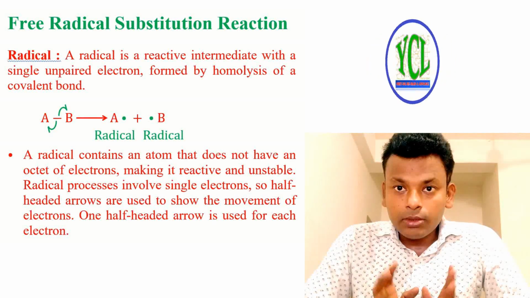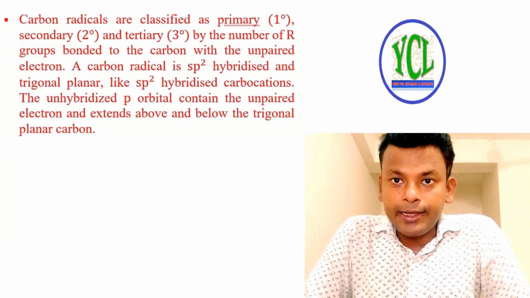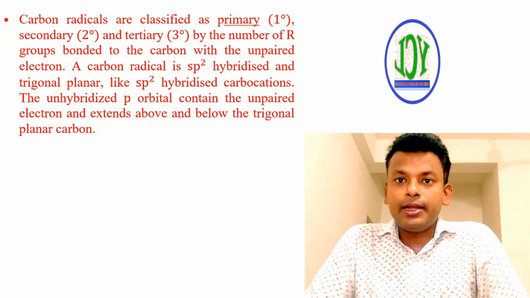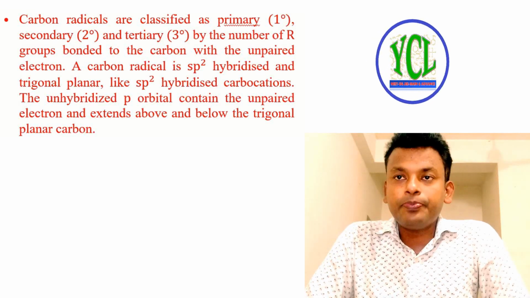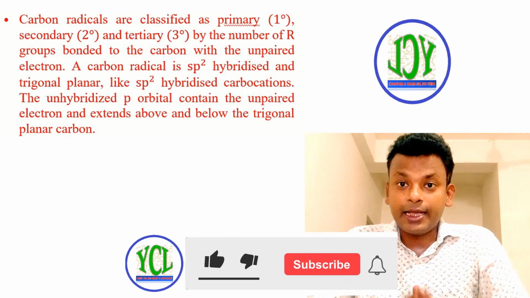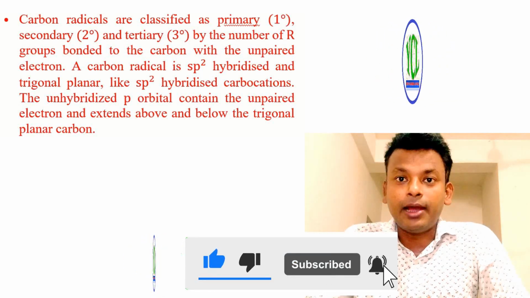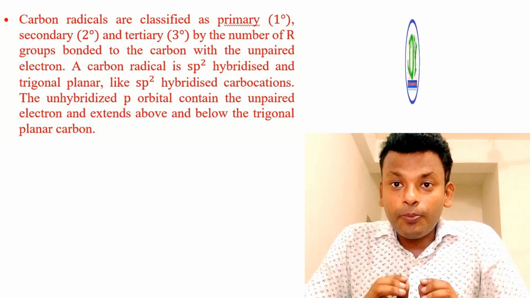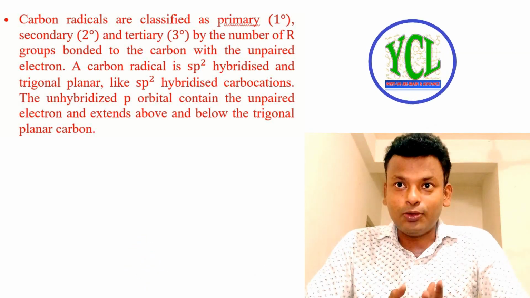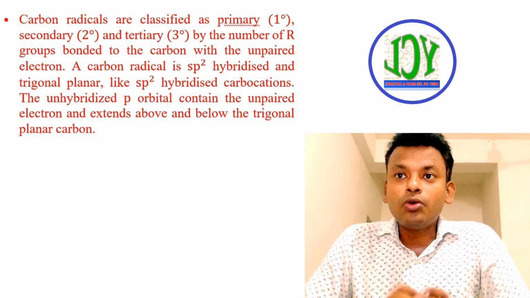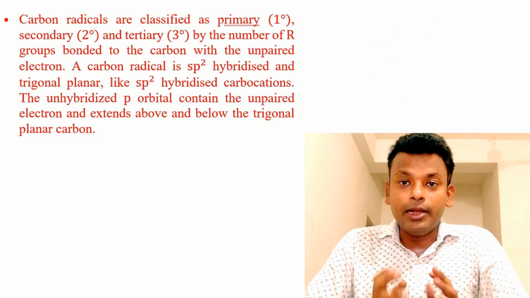Next, carbon radicals are classified as primary or 1 degree, secondary or 2 degree, and tertiary or 3 degree by the number of R groups, that is alkyl groups, bonded to the carbon with the unpaired electron.